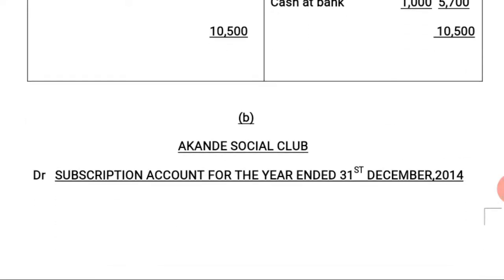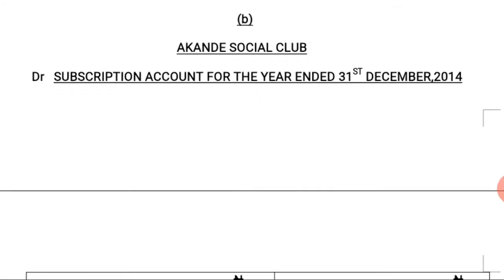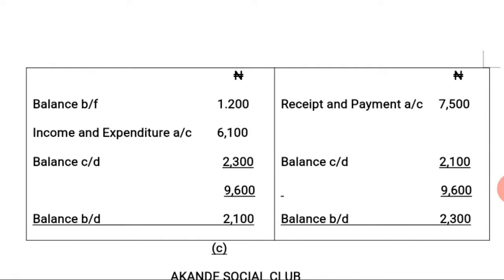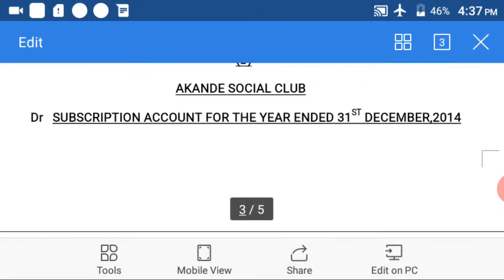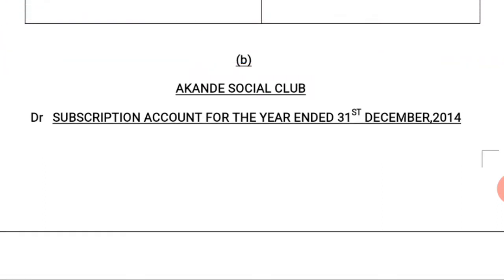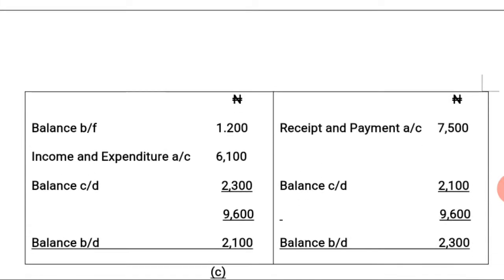Having done that, the next account required to be prepared is the subscription account for the year ended 31st December 2014 of Account Ss2 Club. Subscription account is an income account and it has a debit and credit side. So we have Account Ss2 Club subscription account for the year ended 31st December 2014, debit and credit side. Then we need to take it easy while preparing the subscription account.